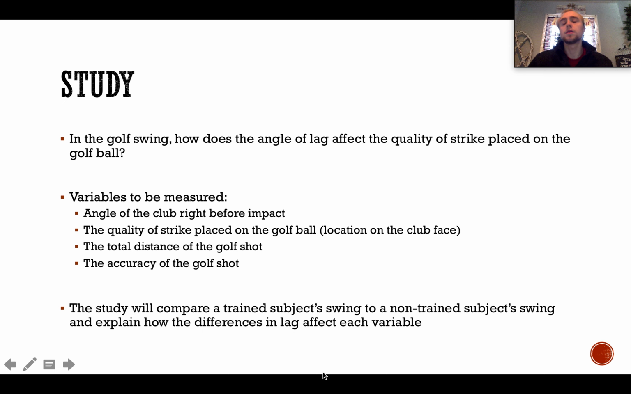So here's my study. The question that I asked was, in the golf swing, how does the angle of lag affect the quality of strike placed on the golf ball? The variables to be measured are the angle of club right before impact, also known as the angle of lag, the quality of strike placed on the golf ball, or the location that the golfer hits on the club face, the total distance of the golf shot, and the accuracy of the golf shot. Like I said before, my study is going to compare a trained subject's swings to a non-trained subject's swings, and we're going to explain how the differences in their lag angles affect each of these variables listed.